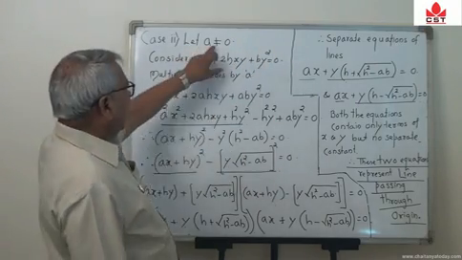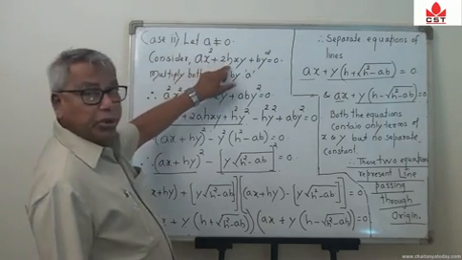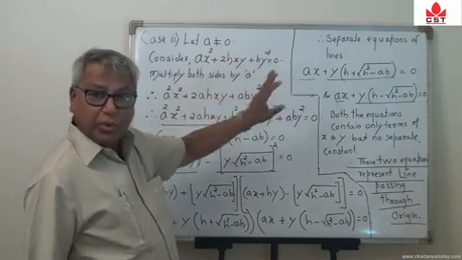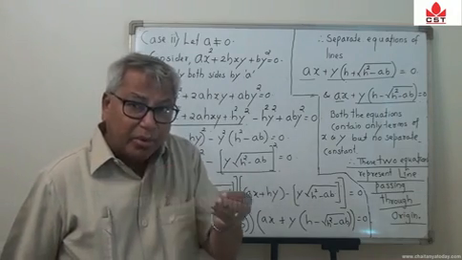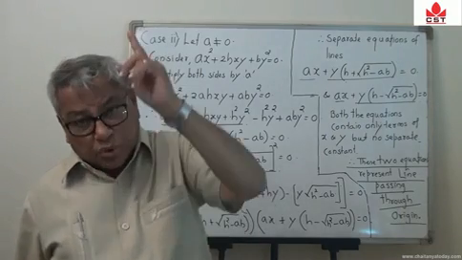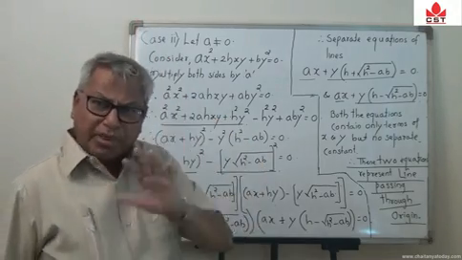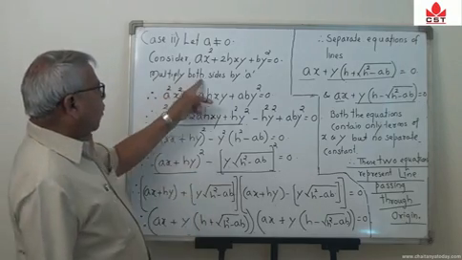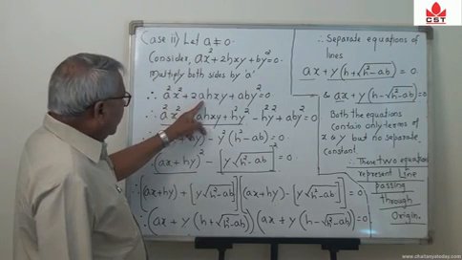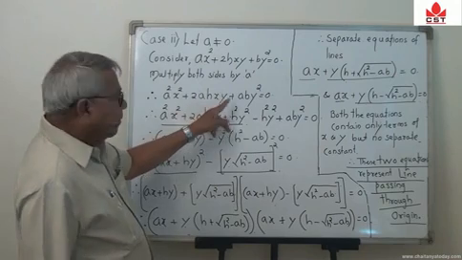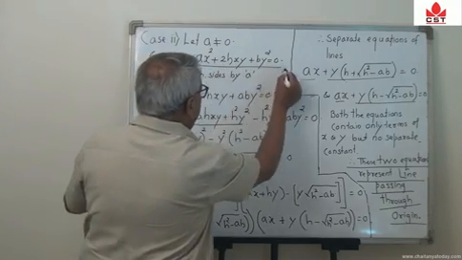When a is not equal to 0, consider our homogeneous equation ax square plus 2hxy plus by square equal to 0. Now, multiply both sides by a. If you want to start the theorem with b is not equal to 0, then multiply by b, but I just take only a. Multiplying both sides by a, we get a square x square plus 2ahxy plus aby square equal to 0. I multiply this equation only by a.